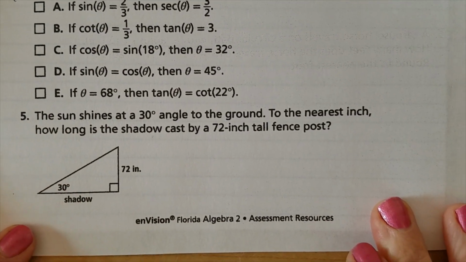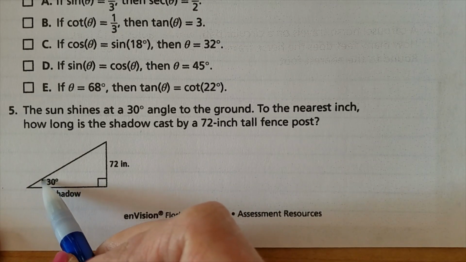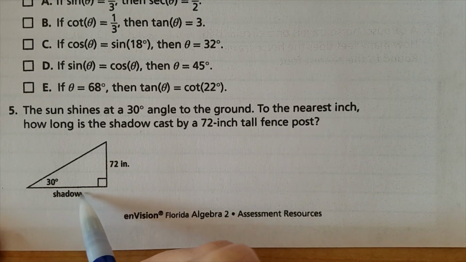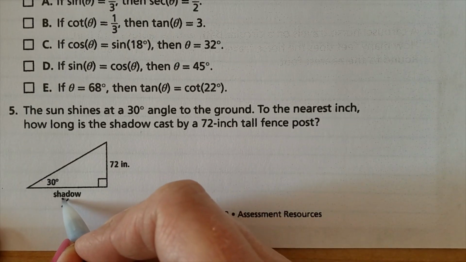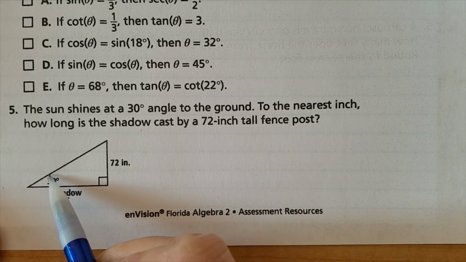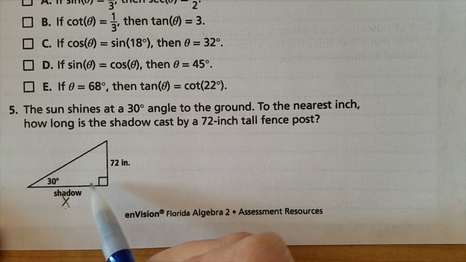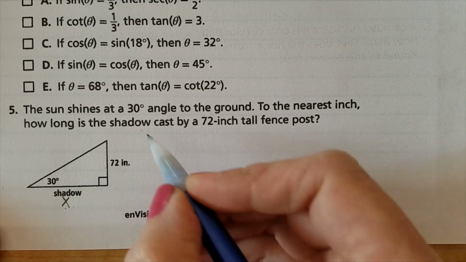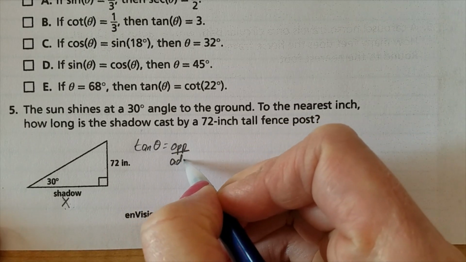Let's do 5. The sun shines at a 30-degree angle to the ground. To the nearest inch, how long is the shadow cast by a 72-inch tall fence post? Here's my 30-degree angle to the ground. The sun is coming down over here. Here's the shadow. Here's my flagpole. I need to determine this length. We'll just call that x. So if I want to solve for this, let's look at the information I have. Here's angle theta. I have an opposite measurement and I need an adjacent measurement. Well, opposite adjacent, that can be tangent. Let's use tangent. Remember, tangent of theta equals opposite over adjacent.